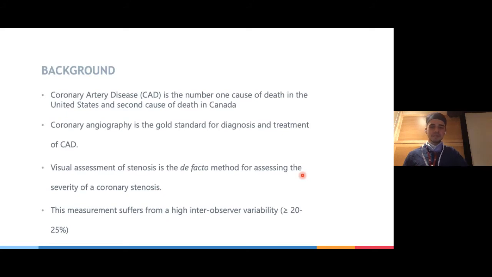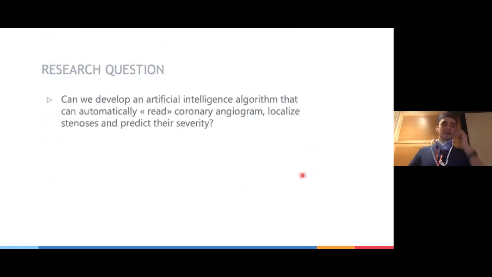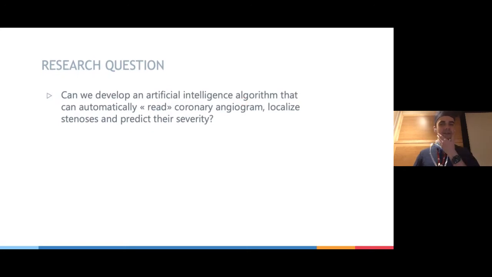This means you take two interventional cardiologists looking at the same stenosis in the same angiogram, and you're gonna get about a 20 to 25% difference on average in the narrowing. As you're aware, this has important clinical implications. For example, it might lead to inappropriate PCI or not enough stenting or inappropriate coronary artery bypass graft. So in order to standardize this measurement, we wondered, can we develop an AI algorithm that can automatically read a coronary angiogram and localize stenosis and predict their severity?